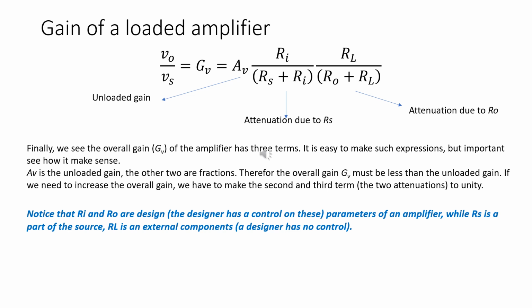Now, notice that here Ri and R naught, that is the input resistance and output resistance, are design parameters of the amplifier. That means a designer has some kind of control over those values. But Rs is a part of the source. We have no control. And RL also, we don't have control. It's an external component.